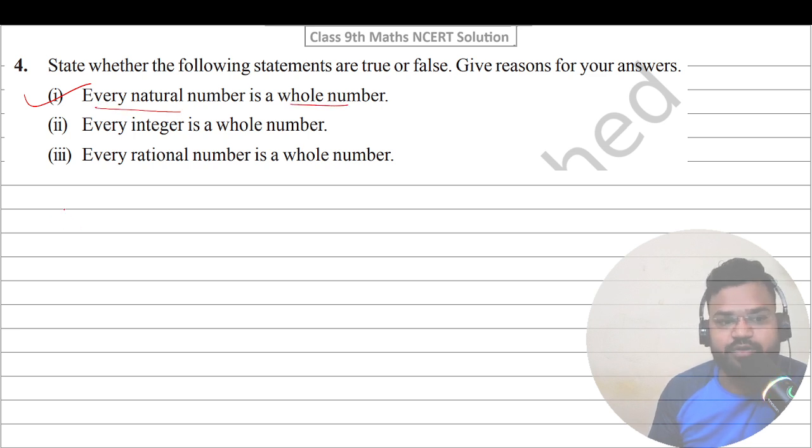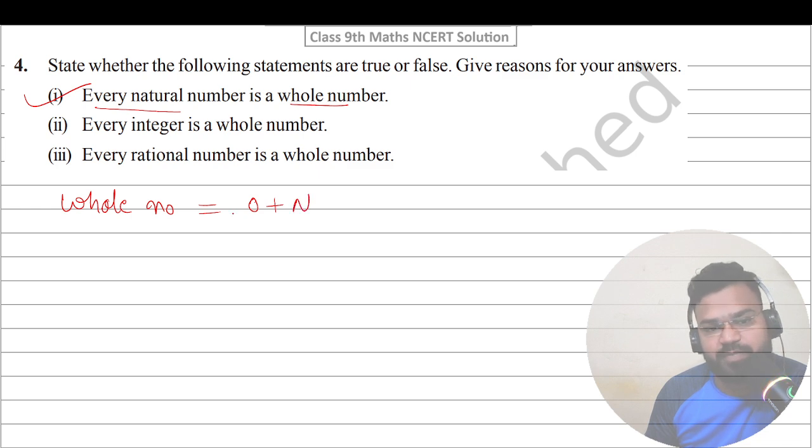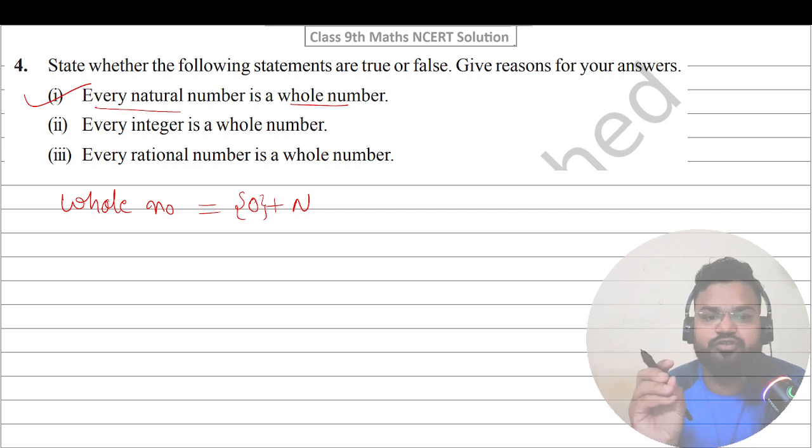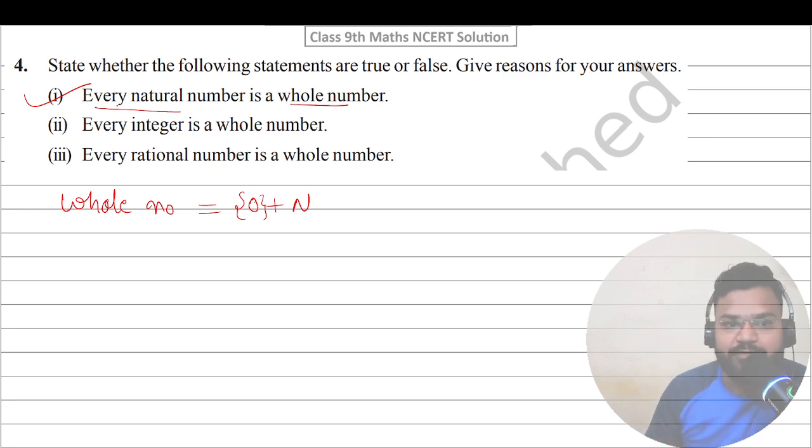Yes, definitely, because a whole number is what? A whole number is the set, the combination of 0 plus natural numbers. Yes or no? So when we add 0 to the collection of natural numbers, we get the whole numbers. That means every natural number will be a whole number. Clear? So it will be true.